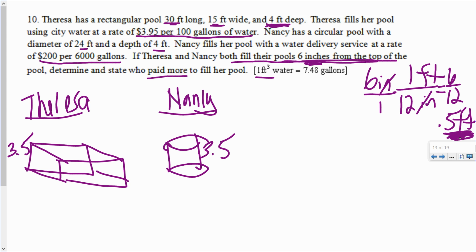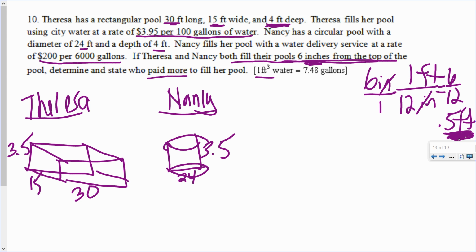So the rectangle is 30 feet long and 15 feet wide. And Nancy's circular pool has a diameter of 24. So again, even though the height of the pool is 4 feet, because it's filling the water a half a foot from the top, you have to subtract a half. That's a nasty little twist. I don't like that.